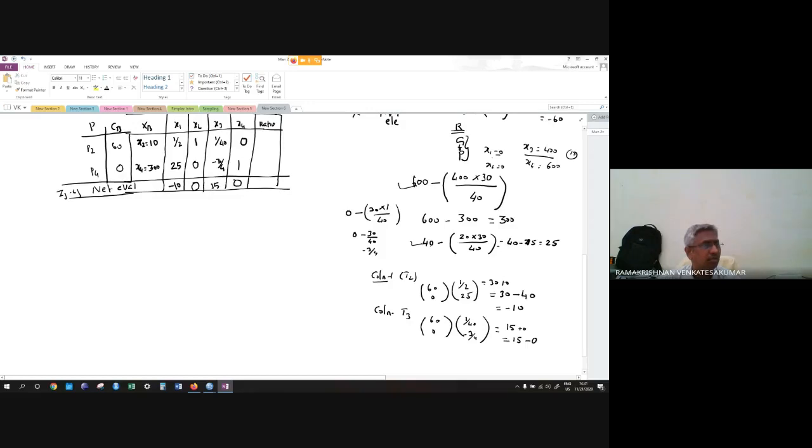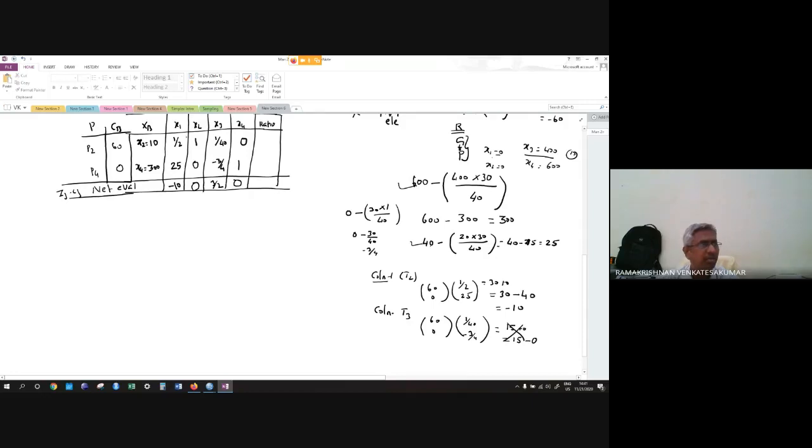this value, this is 3 by 2. 60 by 40. This calculation is now 3 by 2. Then I find out feasibility.